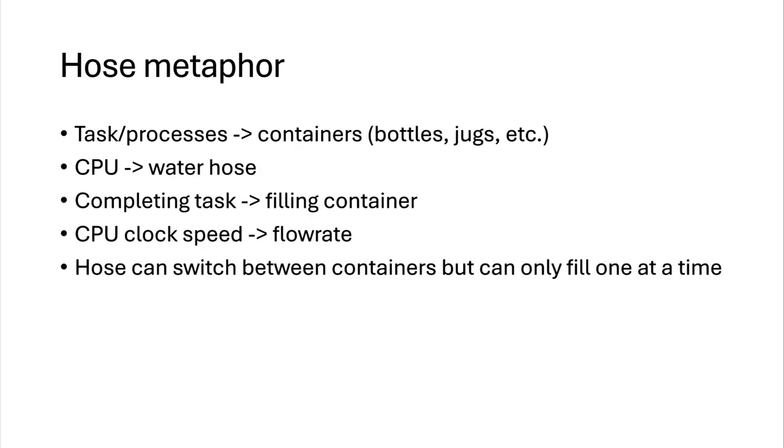A metaphor I like to help me to imagine what a scheduler is like is that a CPU is like a water hose, and tasks are containers, which are completed by being filled with water. Larger tasks are containers which contain more volume and therefore take longer to fill or complete, and the hose can only fill one container at a time, but can swap between them to ensure every container doesn't stay empty for too long. Furthermore, the flow rate of the hose can be related to the speed or clock rate of the CPU. Faster CPU is a hose which can fill these containers more quickly.